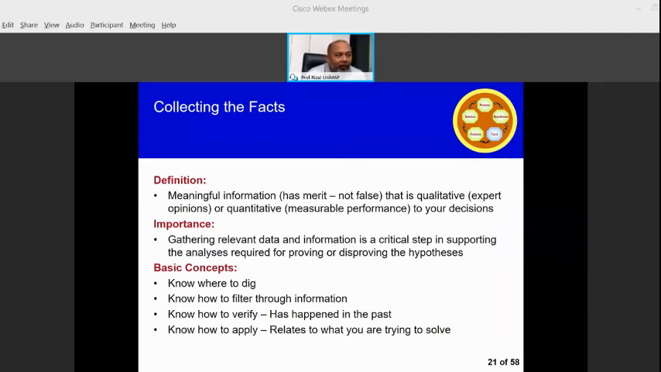So collecting the facts means meaningful information which has merit, from the qualitative and quantitative perspective. The quality and the quantity of the sample or the data must be sufficient in order to help us meet our criteria. So you need to gather relevant data, relevant information.